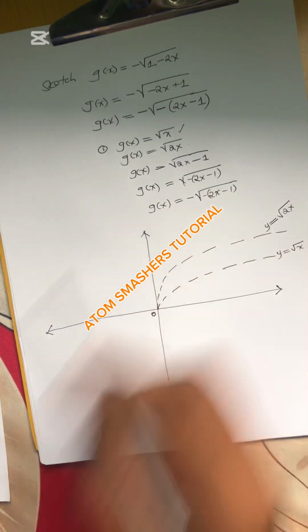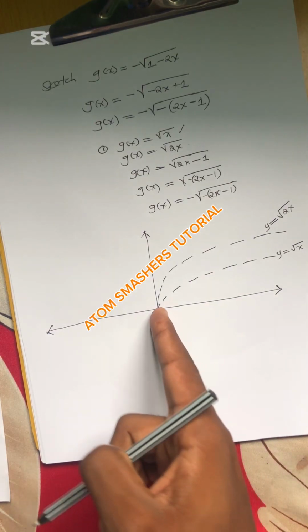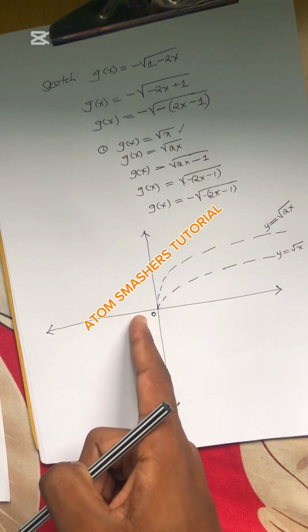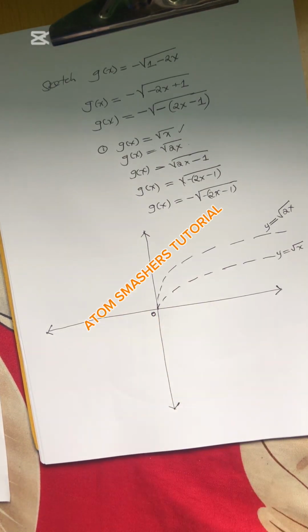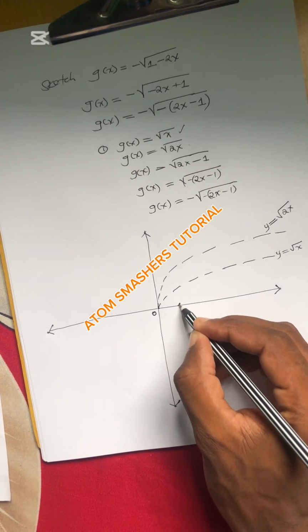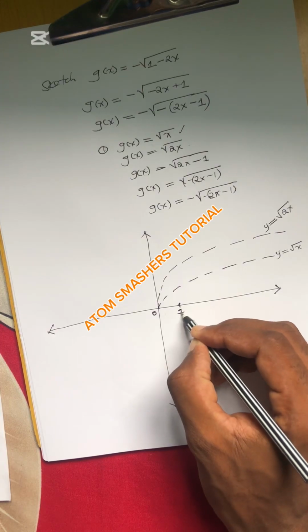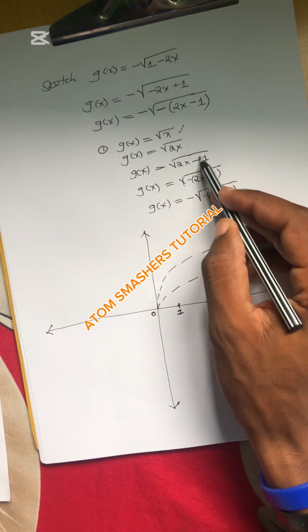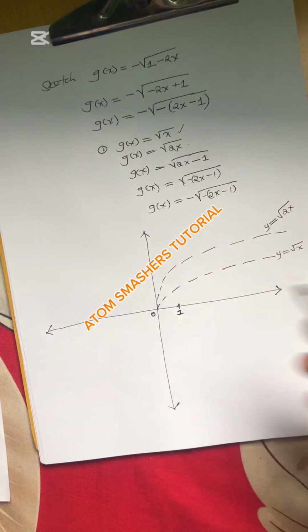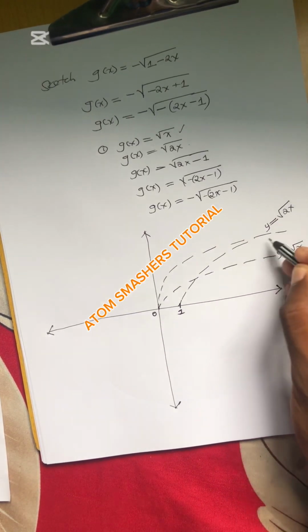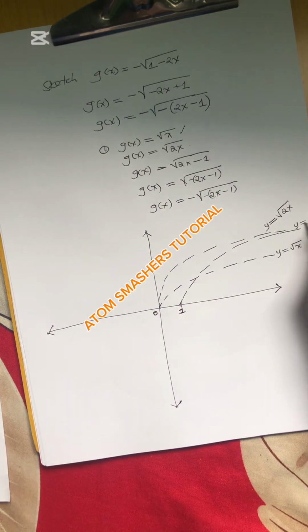Then the effect of minus 1. So this graph will move to the positive. How many steps? 1 step. Okay. So let's assume that here there is 1. So we'll move according to the number which is here. Since there is 1, we'll move 1 step. All right. So move one step like that. So this is y is equal to the root of 2x minus 1 like that.